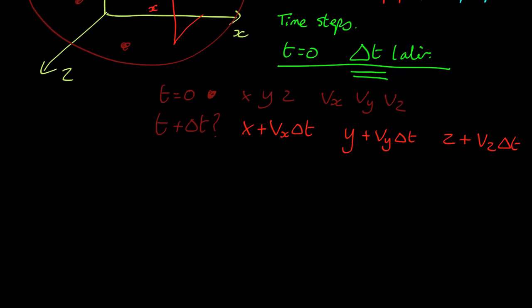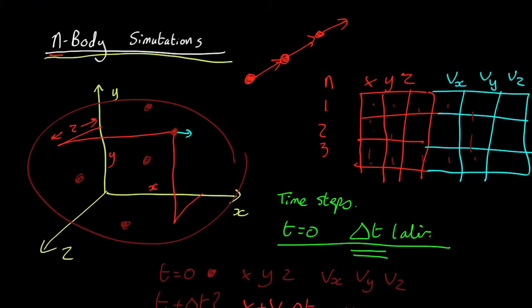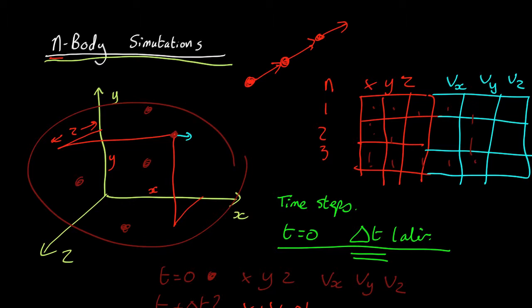Now, if there was no gravity, that's all you'd need. Every particle would just keep on moving in a straight line. But there is gravity. And what that's going to mean is the velocities are going to change. So take, for example, this particle here. It's going to be gravitationally attracted towards that particle, this particle, this particle, and so on. And we can work out how strong that gravitational pull is.